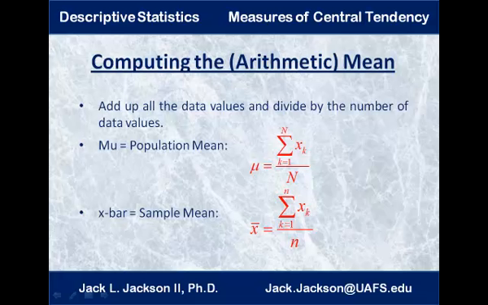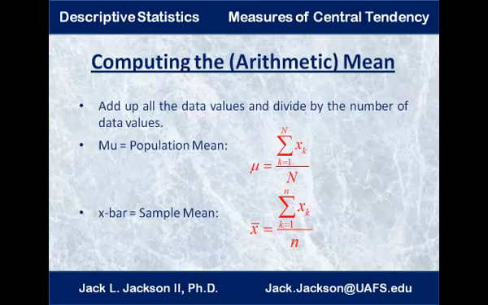By far, the most often used measure of central tendency is the arithmetic mean, or we'll usually just call it the mean. It's often the one people mean when they say average. Although some people use the word average for all these measures of central tendency, if you talk about the average, usually you're talking about the mean. You guys probably already know how to do this. We just simply add up all the data values and divide by the number of data values.